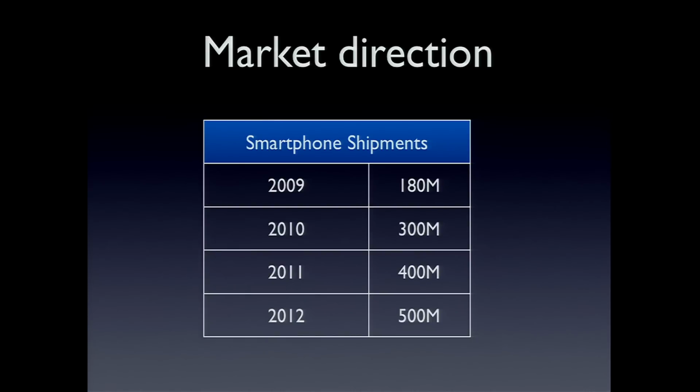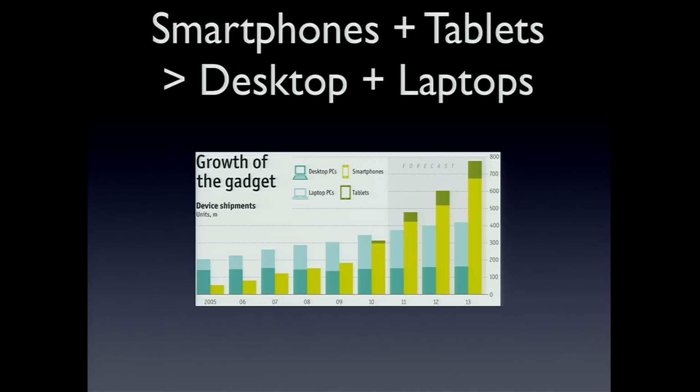But perhaps more important, and more important for this conference, is this slide. The estimated number of shipping tablets and smartphones this year will be larger than desktops and laptops. Now think about that for a minute. That's just tablets and phones. That's not counting set-top boxes.